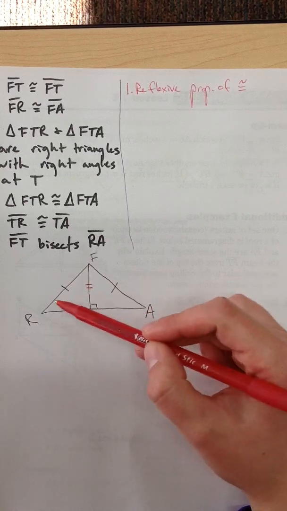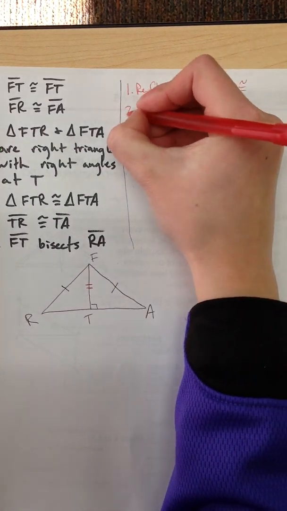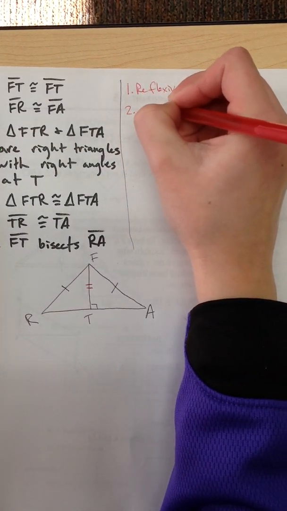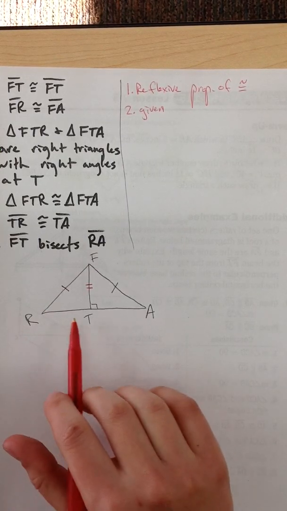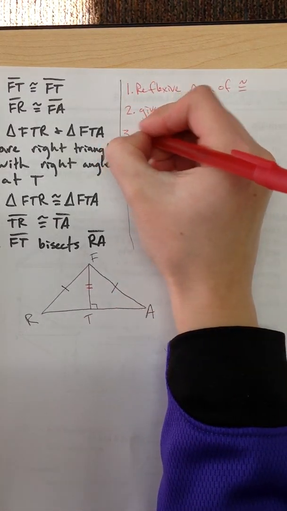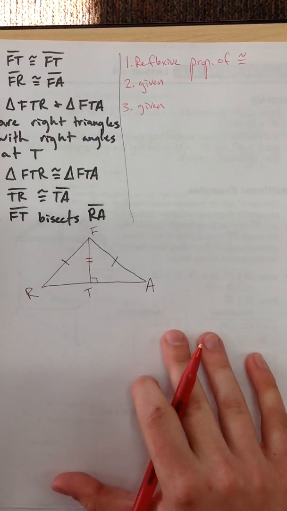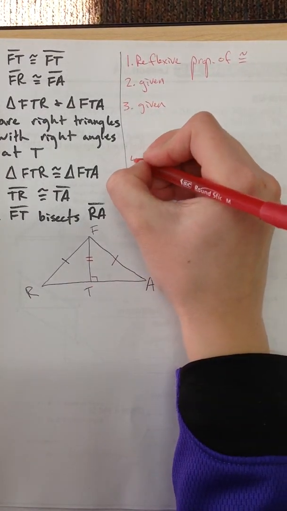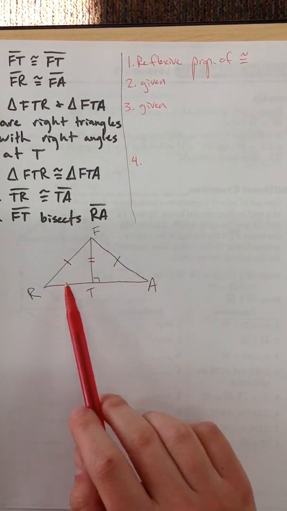Well, they actually told us that in the problem. It didn't say given, but they told us in the paragraph they gave us, so that second one is given. And then this third one: triangle FTR and triangle FTA are right triangles with right angles at T. This is also something they told us in the problem. Again, it's hard to pick out of that paragraph versus just saying given, but that was a piece of information they gave us. So now, for the fourth one, based on all that information, we can say that these two triangles are congruent to each other.